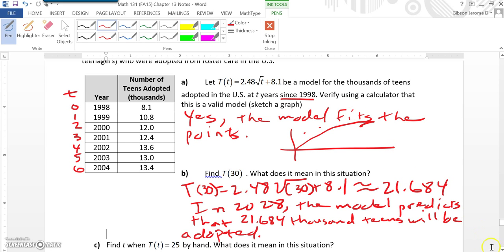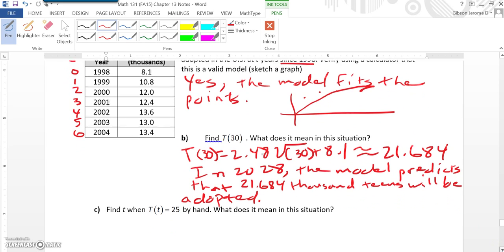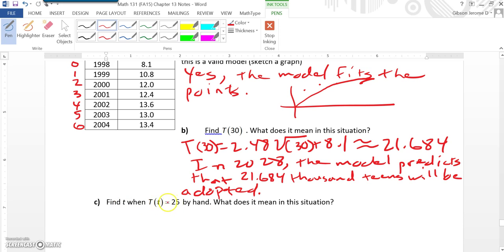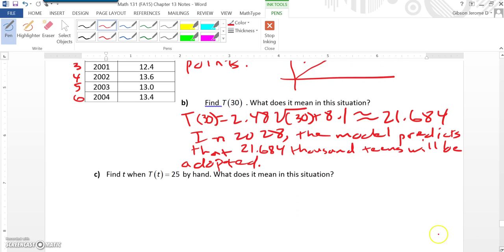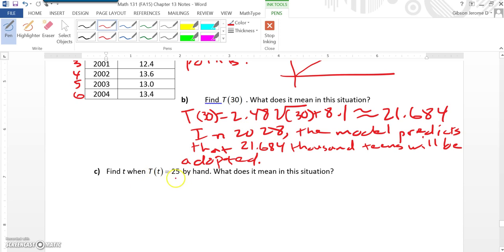Okay, class, picking up where we left off, we were doing part C. It says find T when T of T is equal to 25 by hand. What does it mean in this situation? This is the case where you would set the whole equation equal to 25. So you will have 25 is equal to 2.48 times the square root of T plus 8.1. And now we would solve for T.